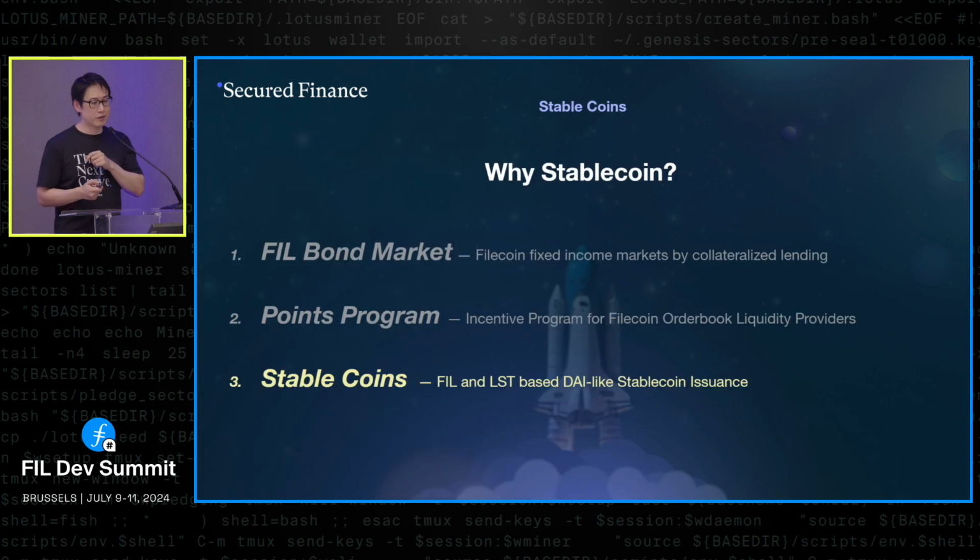And finally, stablecoin. So we definitely need a stablecoin. After having conversations with the Filecoin team and storage providers and also OneBennett, definitely the Filecoin ecosystem needs a stablecoin. But how long do I have? 6 minutes? Okay, good. So we take native Filecoin and liquid staking tokens, and then it's like MakerDAO. It's like a DAI, a crypto-backed stablecoin.